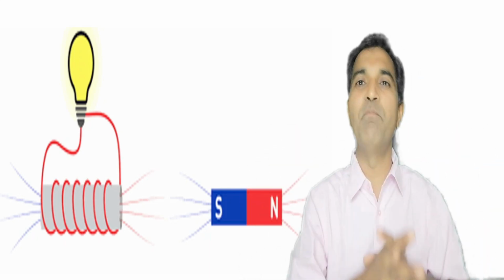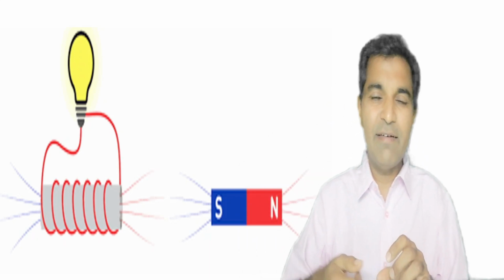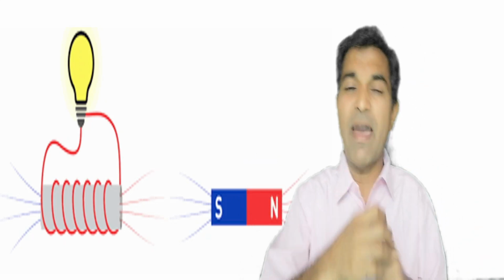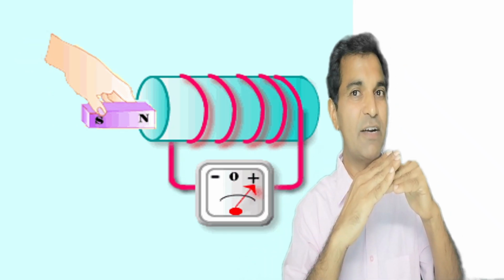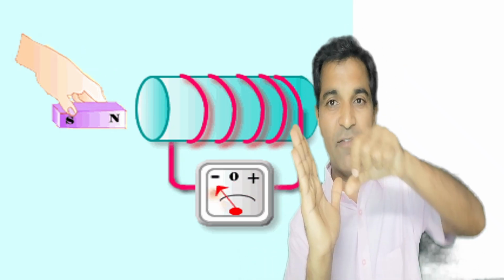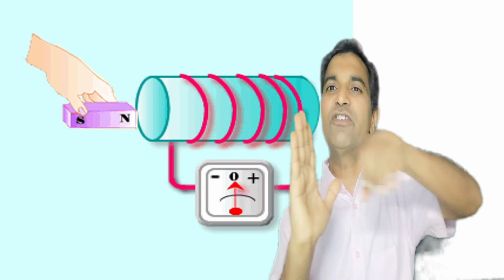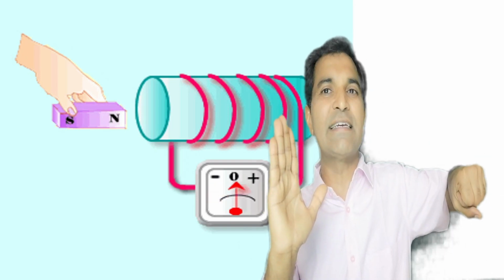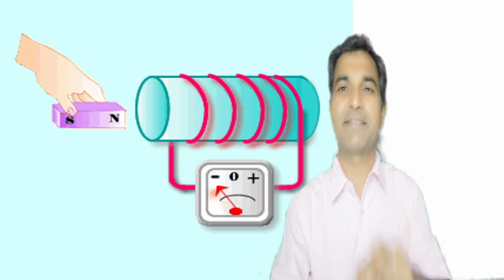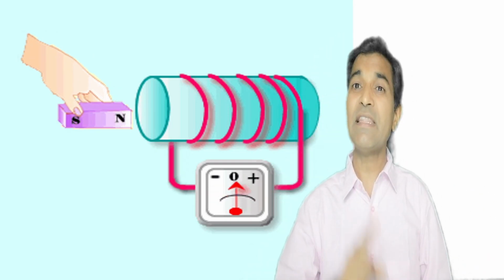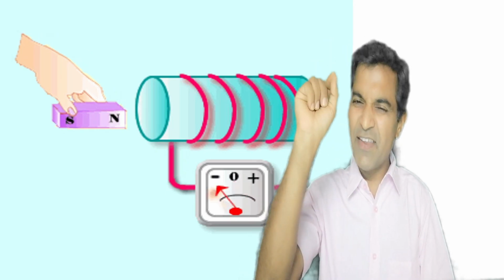So he put a meter instead of a lamp, and what did he see? Whenever he pushed the magnet towards the coil, the direction of the current generated was like this. But when he dragged the magnet away from the circuit, he observed that the direction of the current generated was now reversed. So, observation number 1: a change in magnetism produces electricity. That was his very first observation.